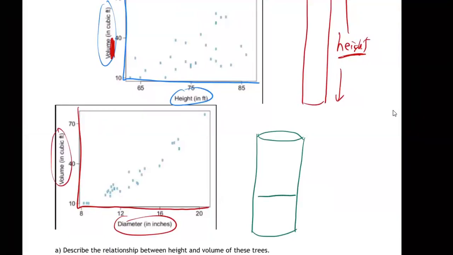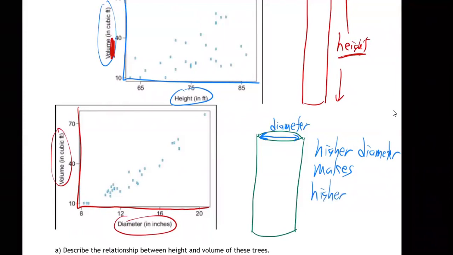All the way across the tree, the diameter is how far across the middle of the tree. So trees with bigger diameter tend to have more volume, right? Let's just say higher diameter makes higher volume, right? The diameter is like thickness.